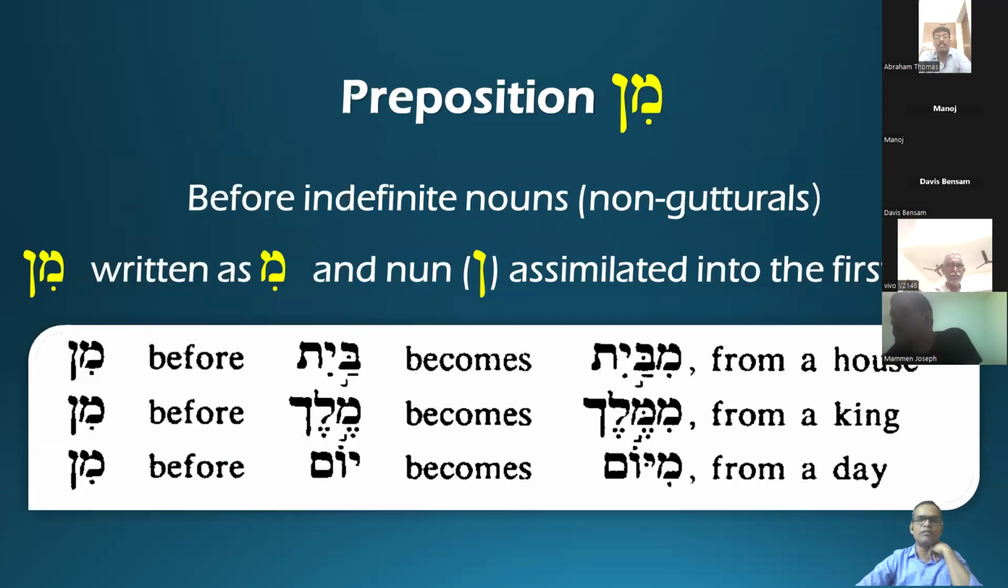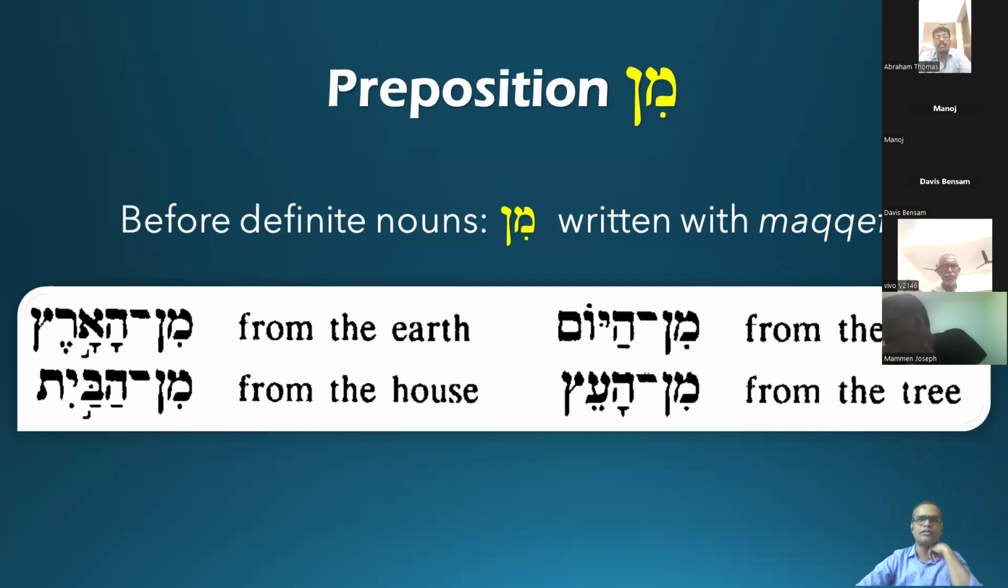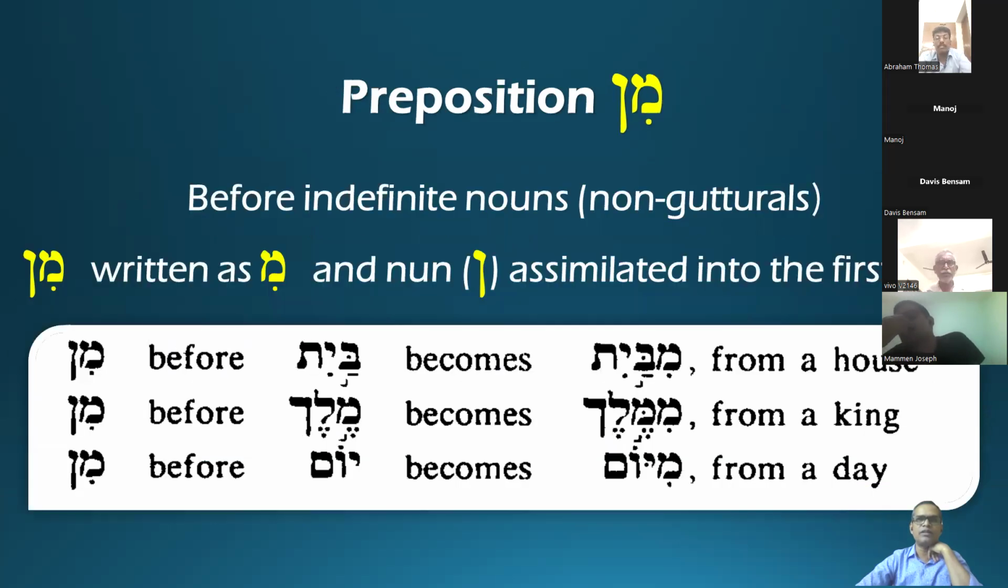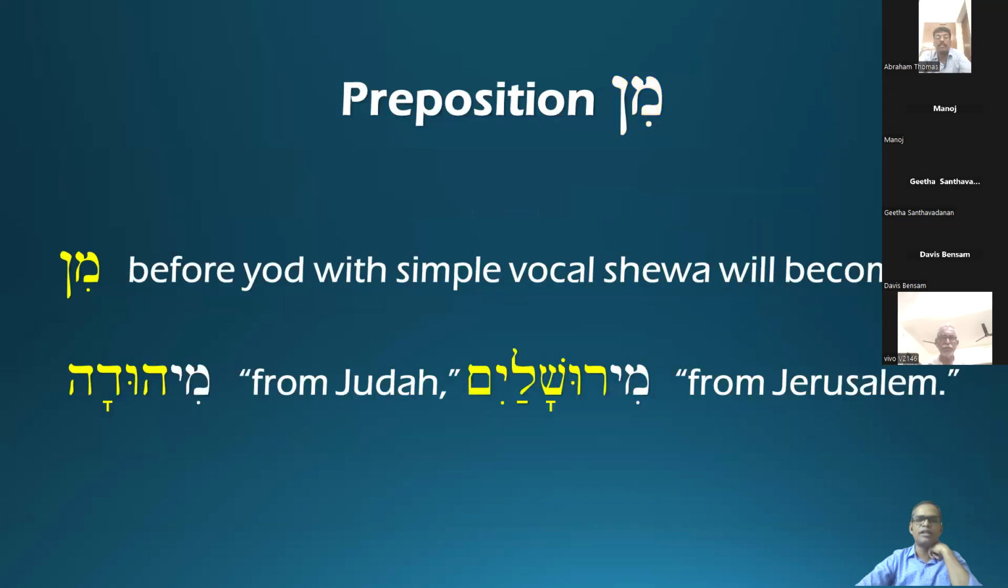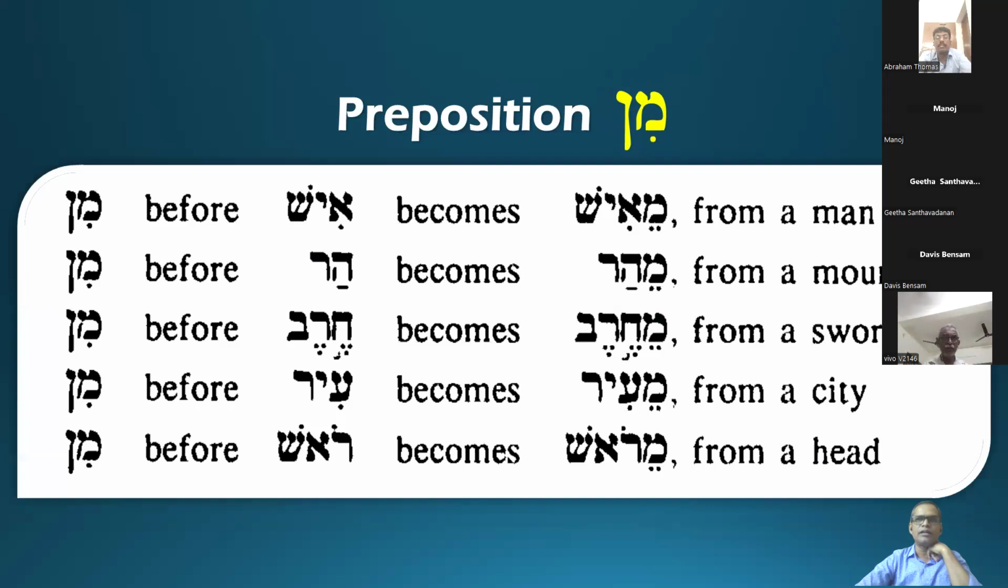When it functions as inseparable, what changes will take place? If it is placed before an indefinite noun, then there is no change. It is attached with the help of a marker. When it is prefixed before an indefinite noun, if the initial consonant is a non-guttural, then the nun of the min will be assimilated into the initial consonant, and mem and hirek will appear. If the initial consonant is a guttural, then gutturals will not accept Dagesh Forte, so nun will not appear anywhere, but the hirek under mem will be lengthened to sere, because the hirek is a short vowel, it has to be lengthened. Okay, so that's all to do with the prepositions.